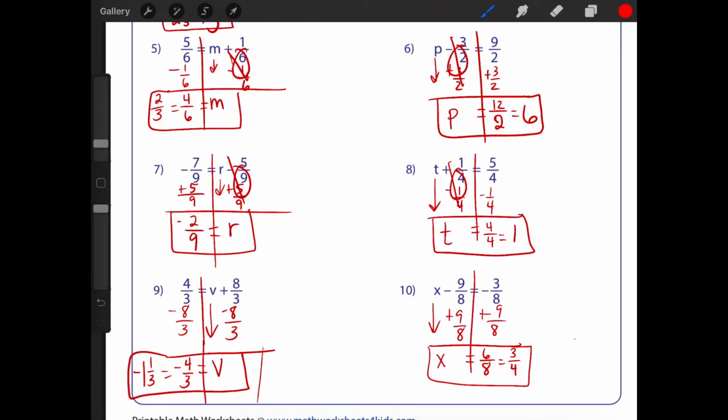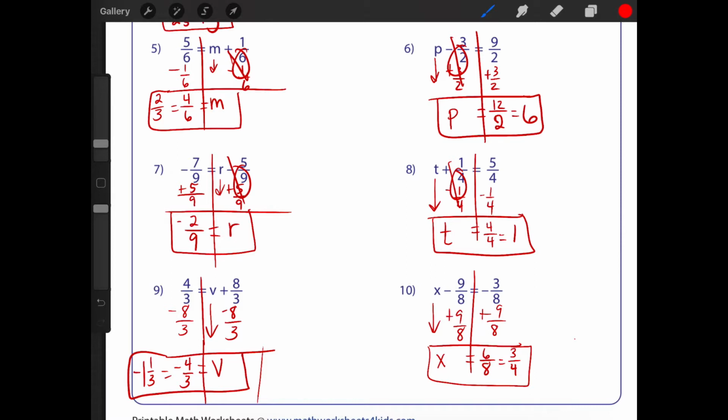All right, here we go. Here are the answers for questions 5 through 10. Question number 5, m equals 2/3. Make sure you reduce it. Always put it in simplest terms. Number 6, p equals 6. Number 7, r equals -2/9. Number 8, t equals 1.